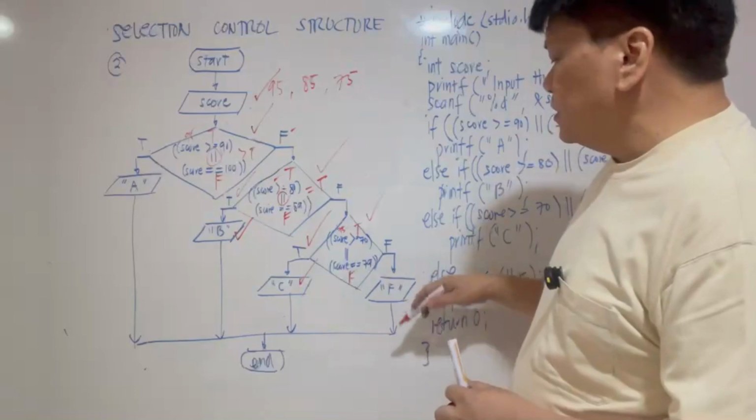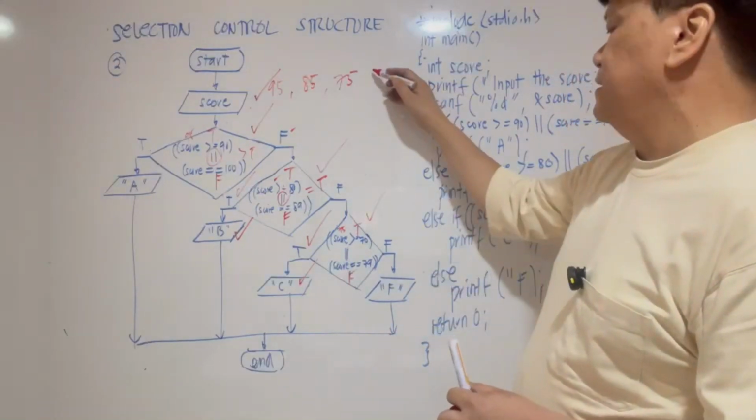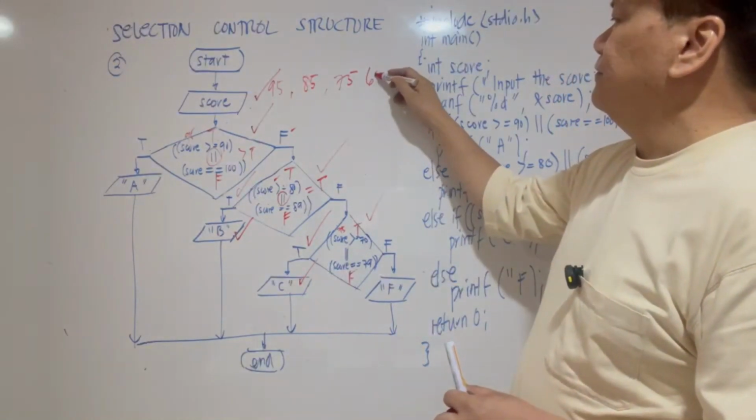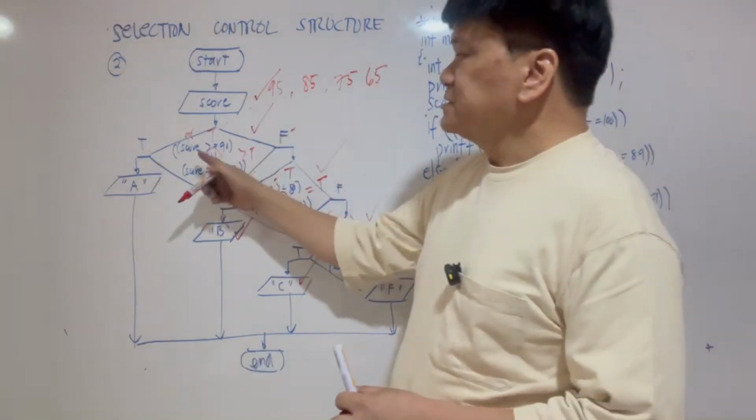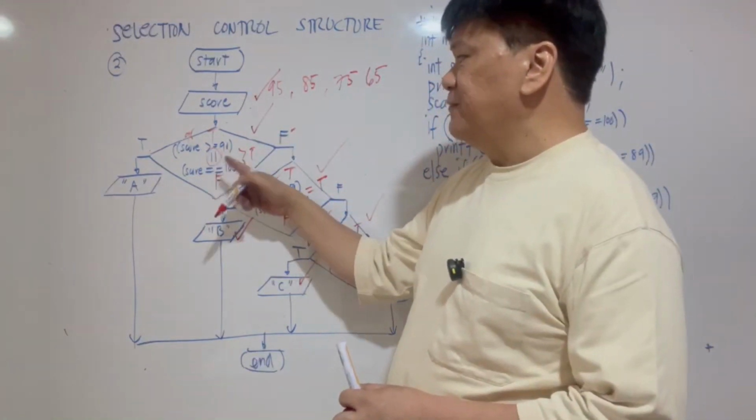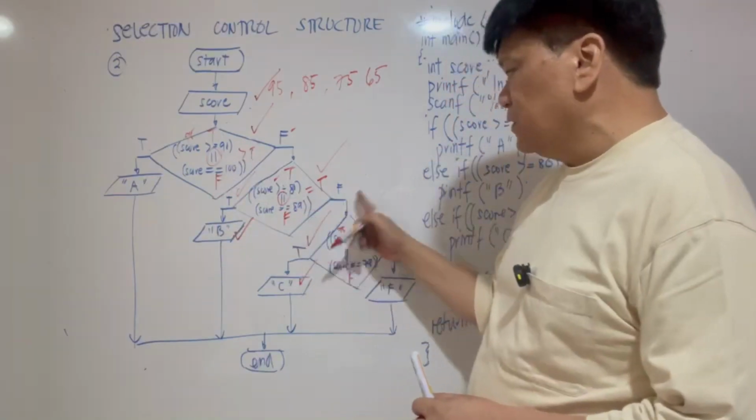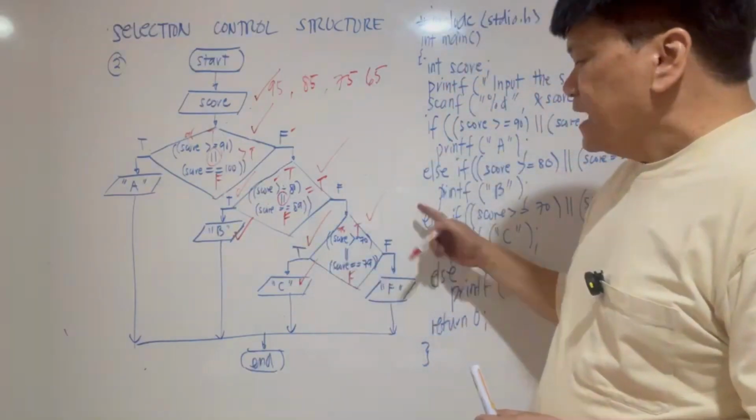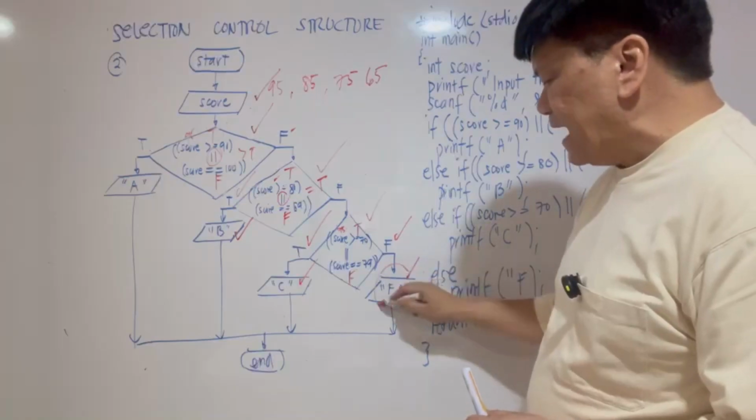If it is, for example, below 70, let's say 65. Is the score 65 greater than 90? False, and false for all the remaining conditions. So that will output F.